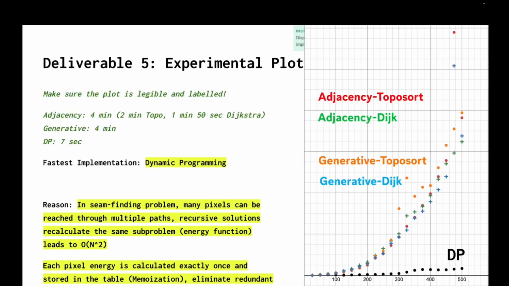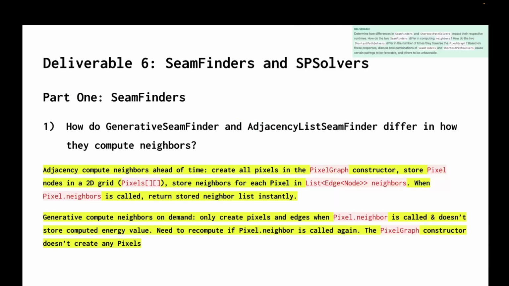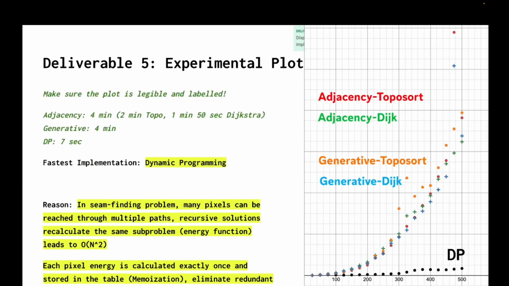The fastest implementation in experimental runtime is dynamic programming. The reason being, many pixels can be reached through multiple paths, so recursive solutions like adjacency and generative will recalculate the same subproblems. For DP, each pixel energy is calculated exactly once and stored in the table. This eliminates the redundancy. For the last deliverable, we're comparing the internal mechanism between different implementations of seam finders and shortest path solvers to understand their respective runtime because they kind of blend into each other.